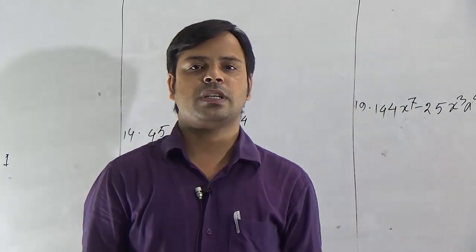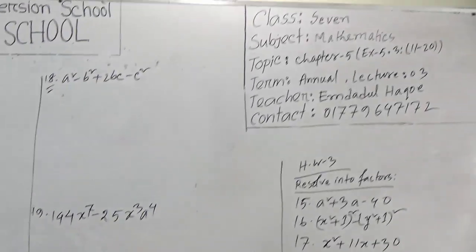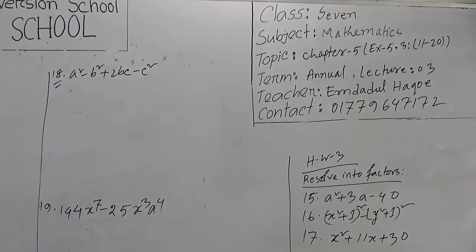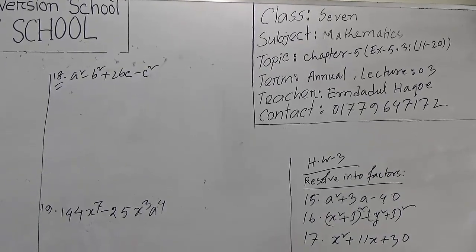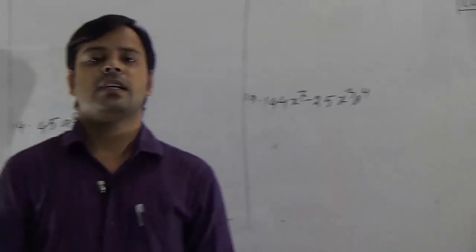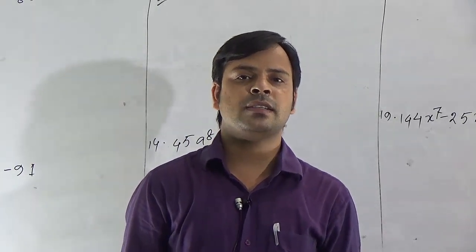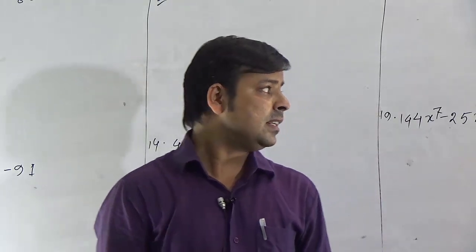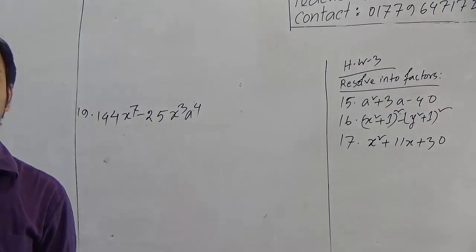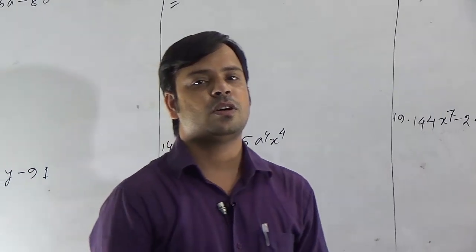Today I am here to conduct a math class of class 7. Our topic today is Chapter 5, Exercise 5.3. I will solve some questions from 11 up to 20 today. In the last class of this chapter, I solved questions 1 up to 10, and I gave you some homework from this chapter. At first I will solve these questions, then I will show the homework.